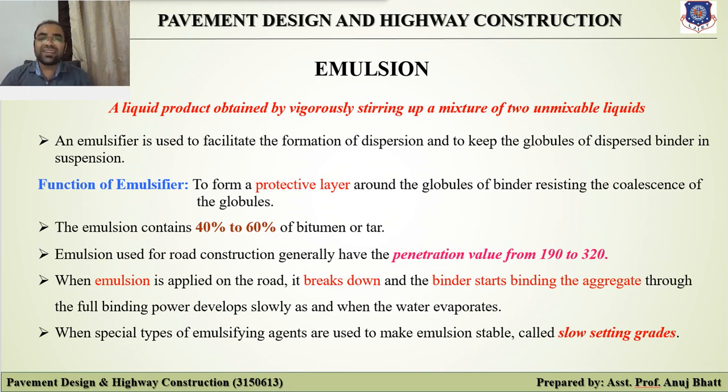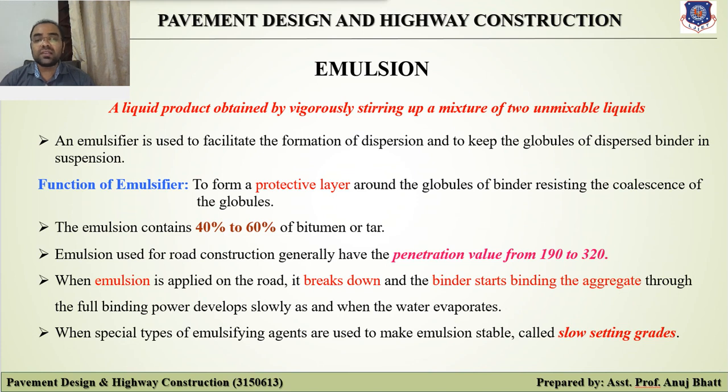The emulsion contains 40 to 60% of the bitumen or tar. The average diameter of globules of the bitumen portion is about 2 micron. Emulsions used for road construction generally have a penetration value from 190 to 320.